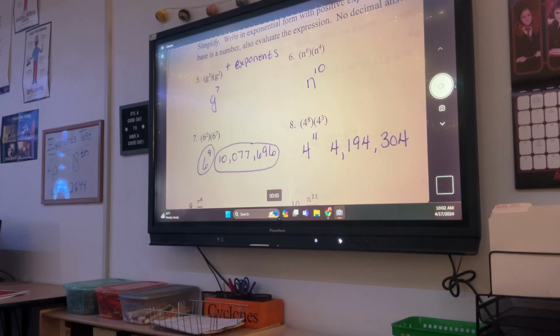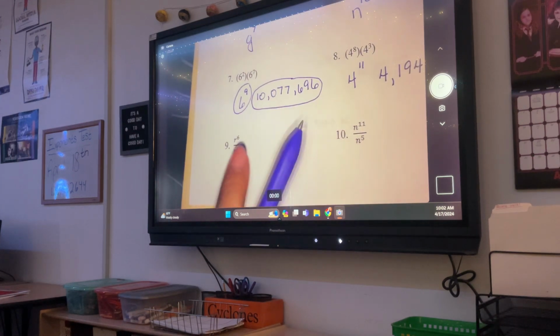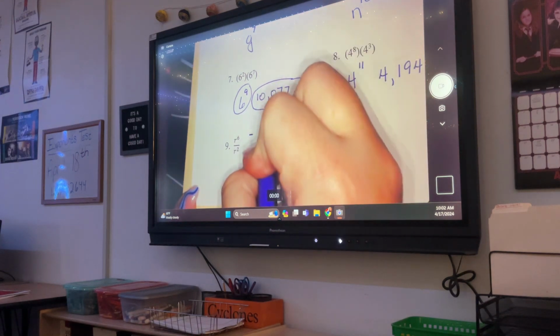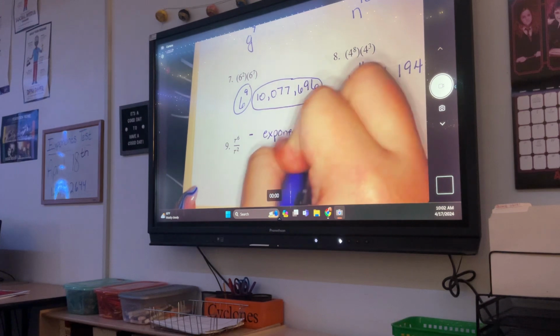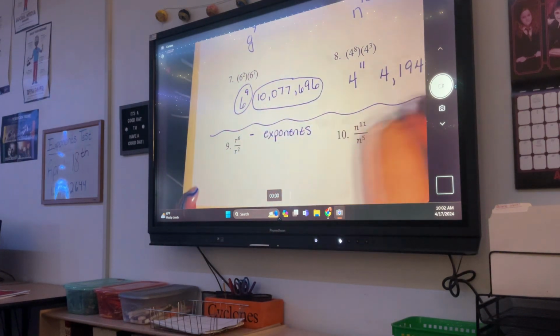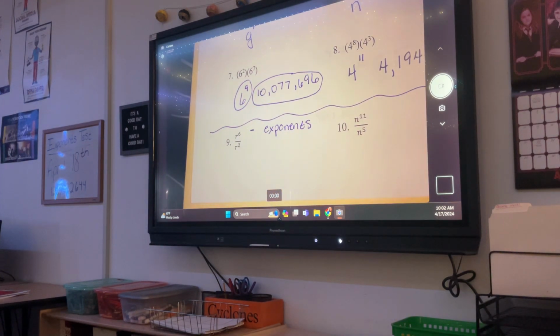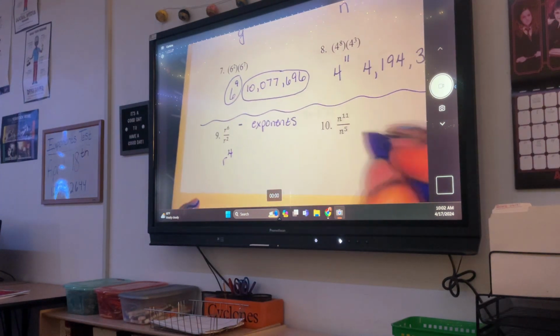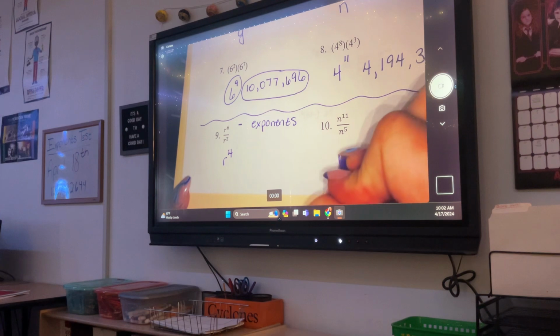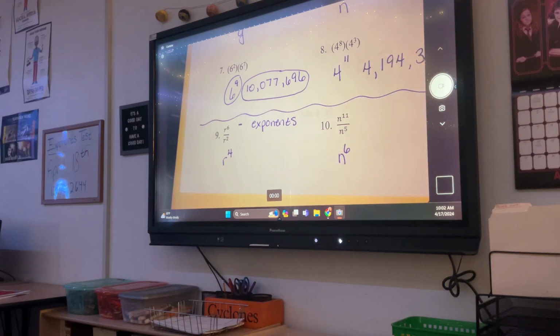All right. Then when you divide bases, what do you do with your exponents? Subtract. Okay, so this becomes r to the what? 4th. And then this becomes n to the 6th. Okay?